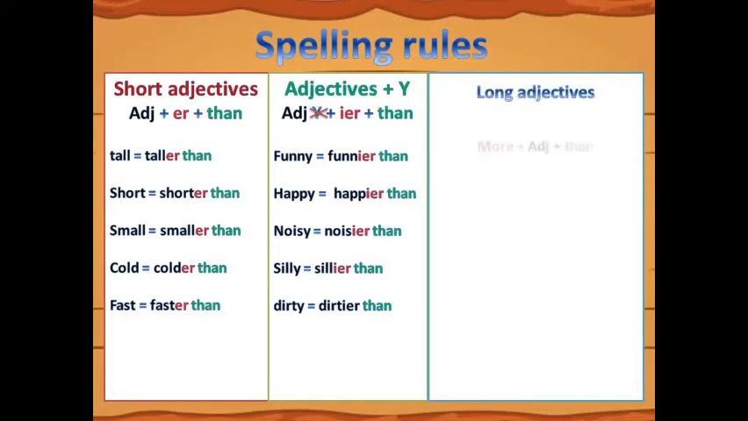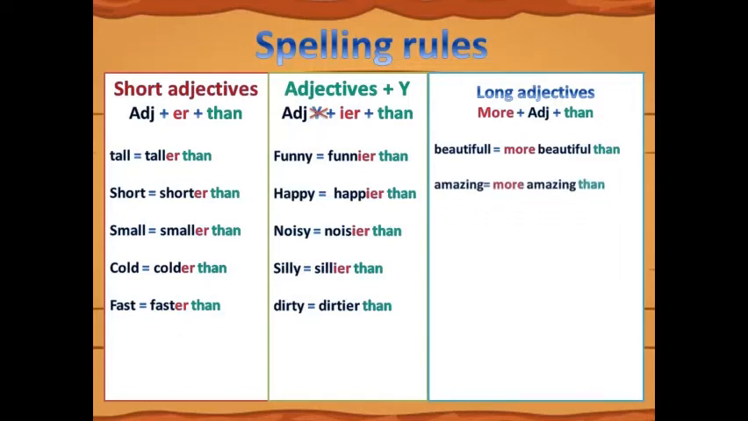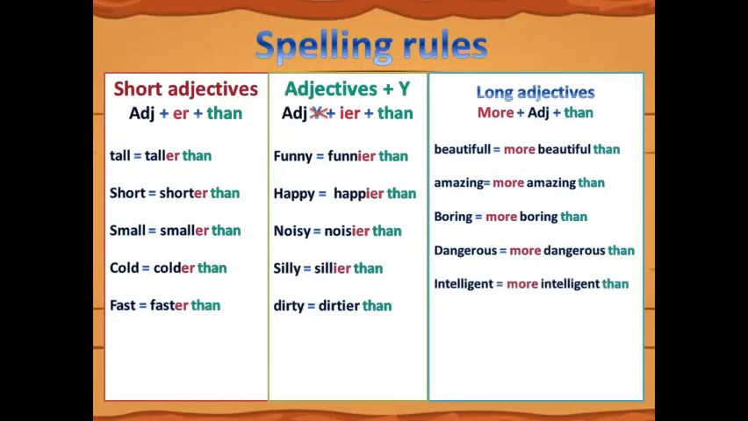If we have a long adjective, then we add more before the adjective, plus the adjective, plus than. For example, beautiful is more beautiful than. Amazing, more amazing than. Boring, more boring than. Dangerous, more dangerous than. And intelligent, more intelligent than.